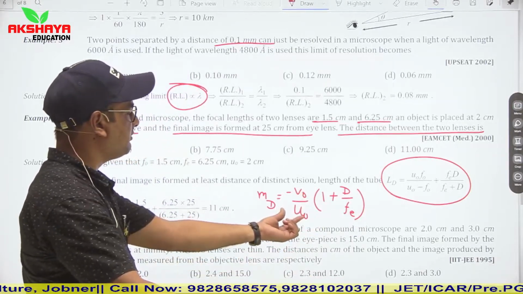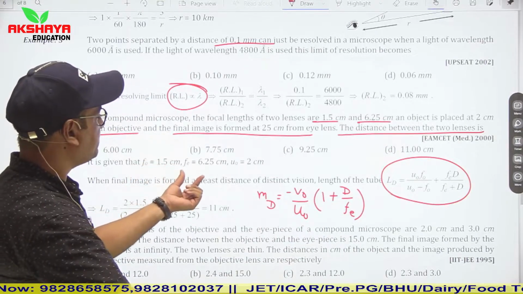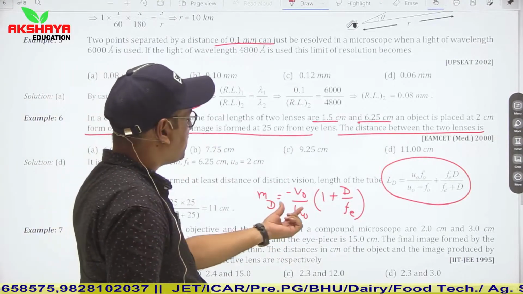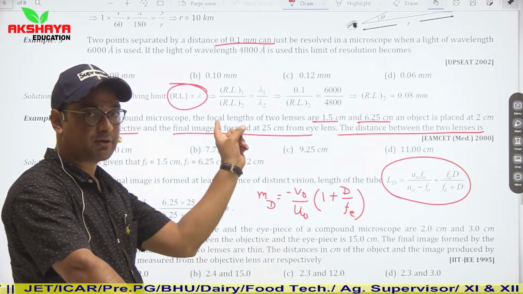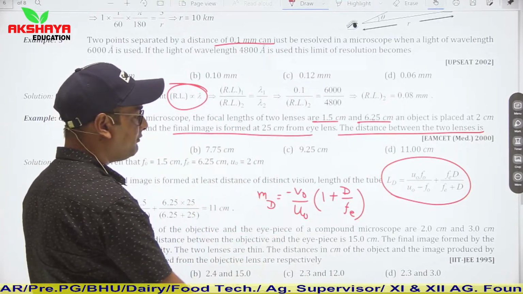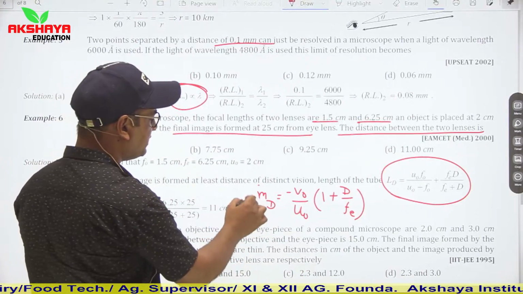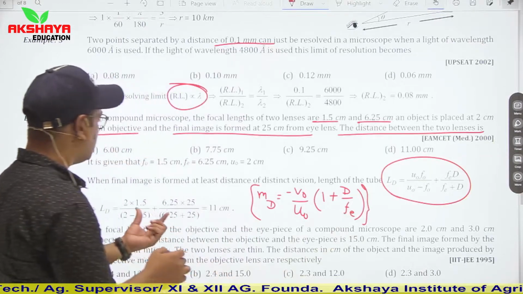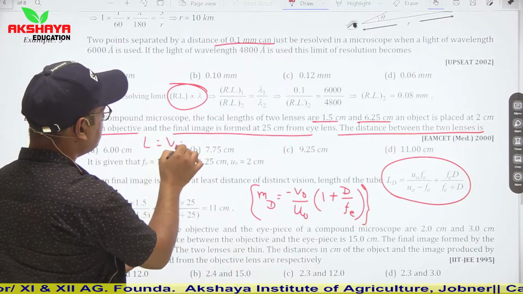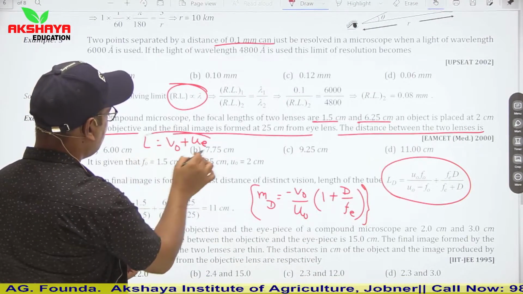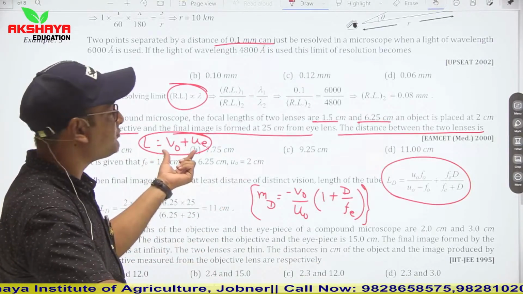So here UO is given, FE is given. So first of all, VO is not given, so you have to calculate VO by using the lens formula for objective lens. Then place the value of VO and calculate MD. Or you can directly calculate the relation. In this case, length of tube is VO plus UE. So no need to calculate all the values, simply calculate VO by using the lens formula for objective.